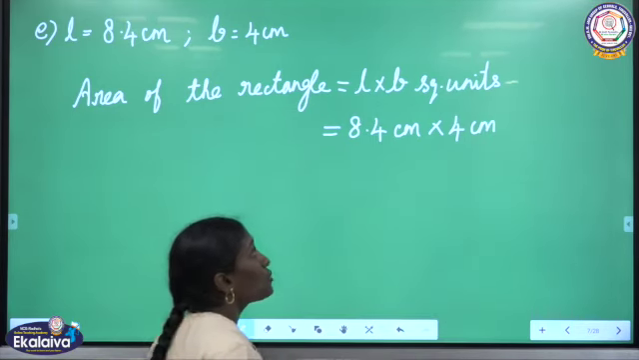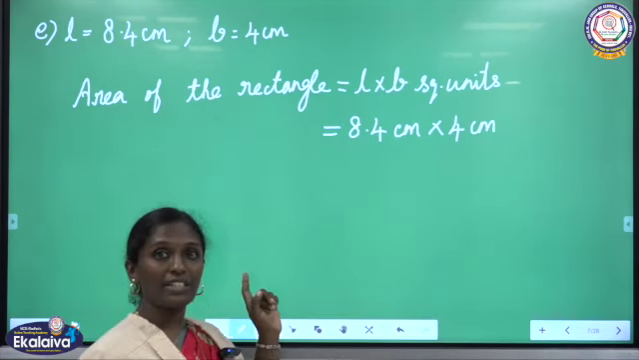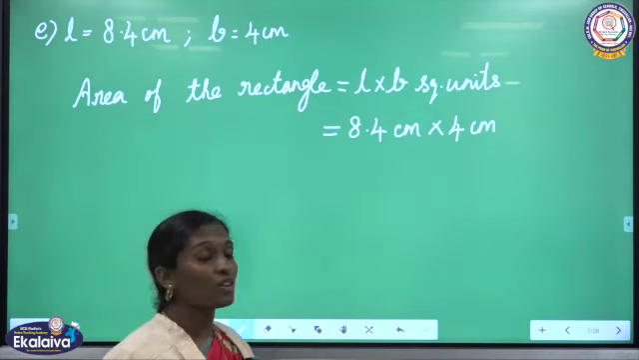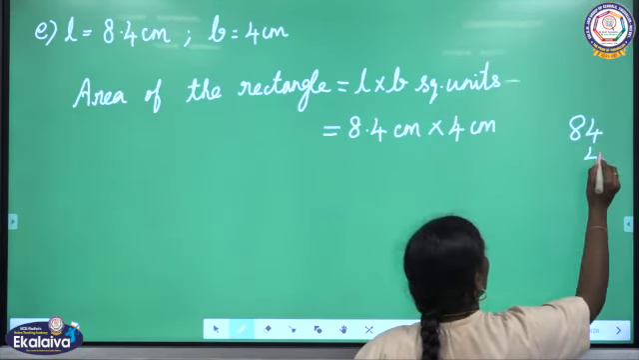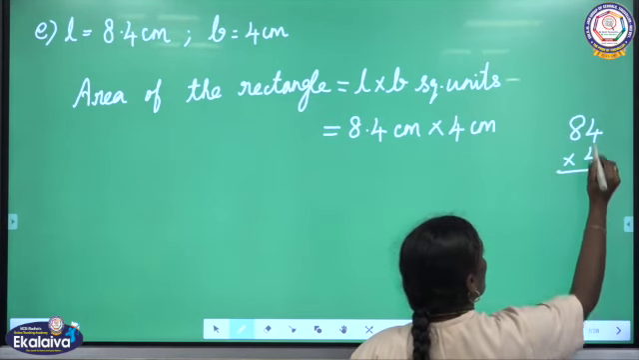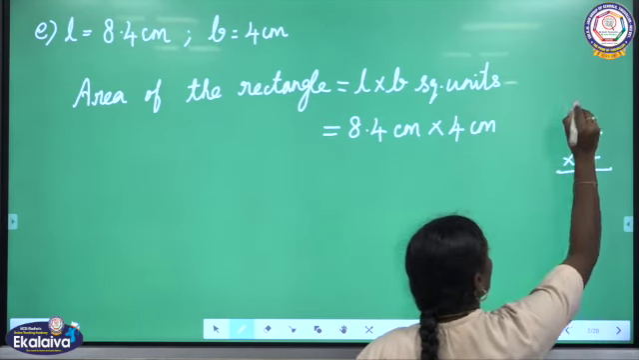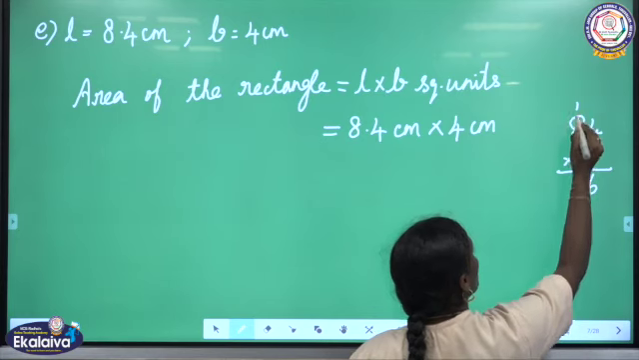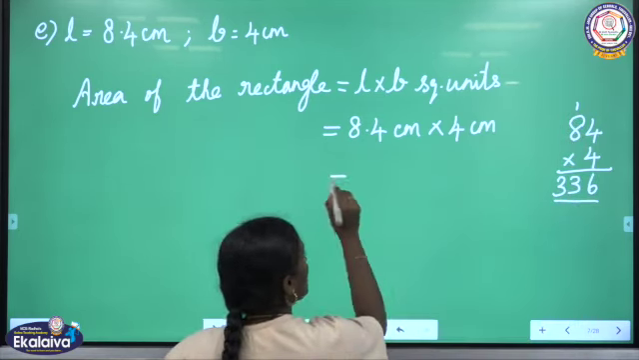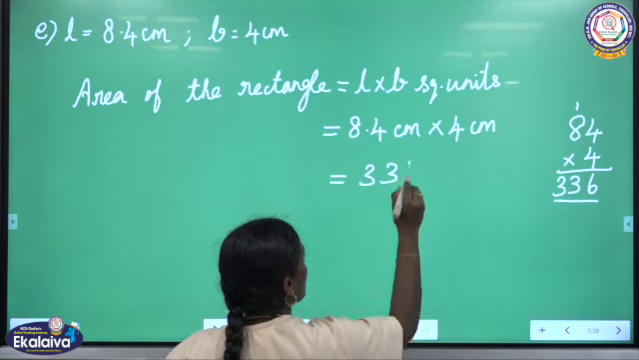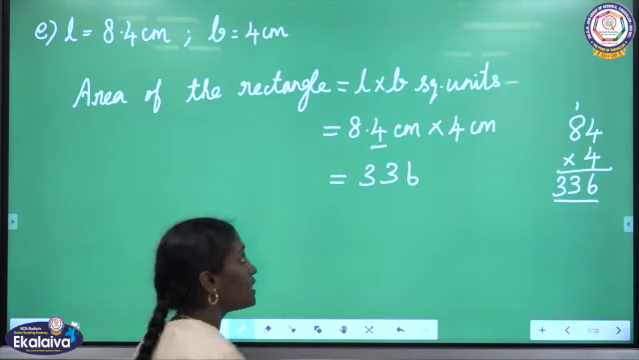Now we have to multiply the numbers. While multiplying a decimal number, we have to consider it as a whole number. So we have to take 84 into 4. 4 fours are 16, 6 here, 1 carry over, 8 fours are 32, 32 plus 1, 33. Now we got 336.